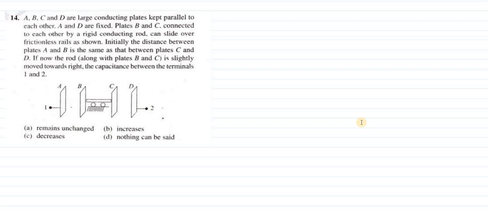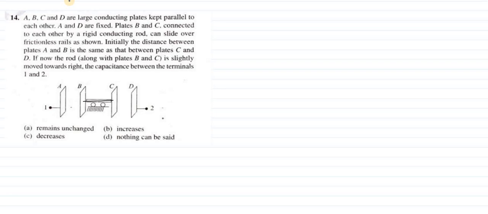Now this is also an easy one. If you look at it, A, B, C, D are large conducting plates kept parallel to each other, and A and D are fixed, B and C can be movable. But they are connected by a rigid conducting rod. You just need to consider that it is like a connecting wire. But it is movable.